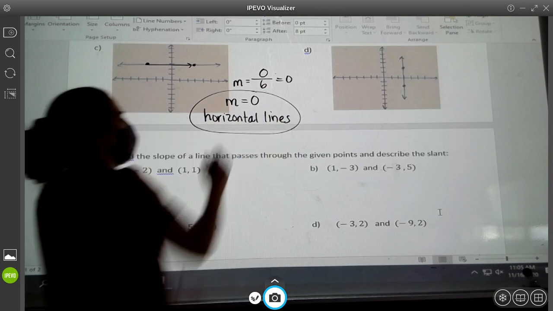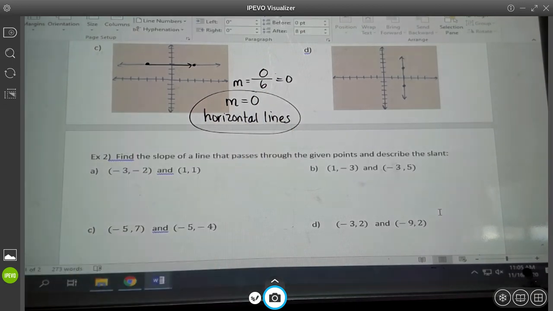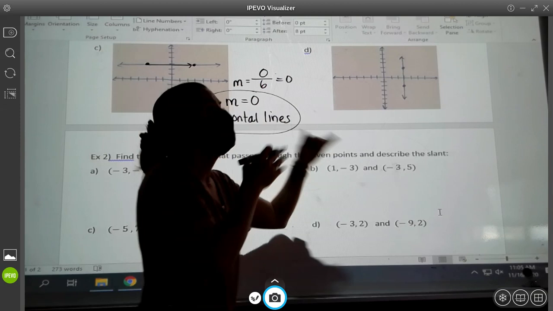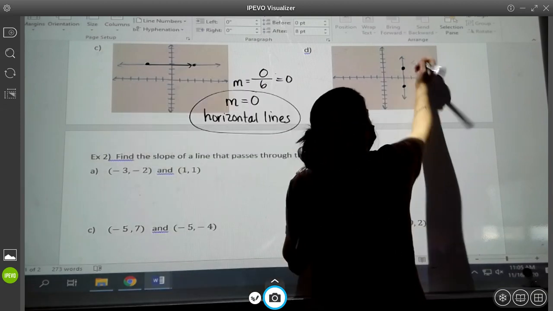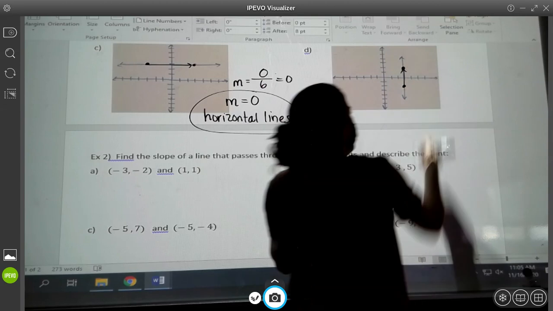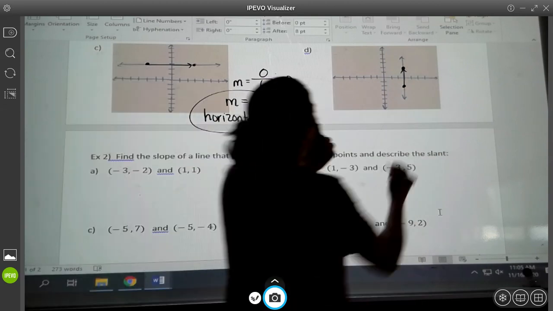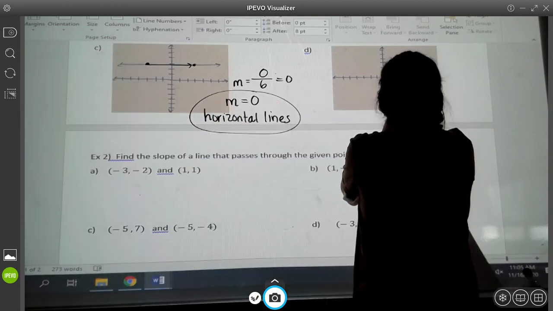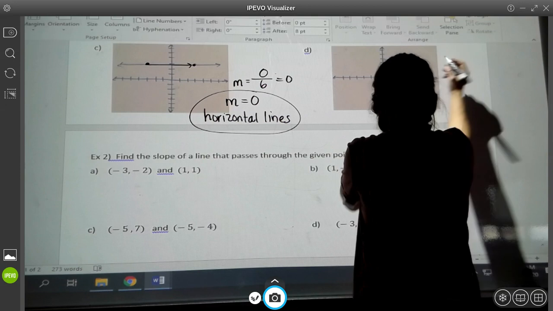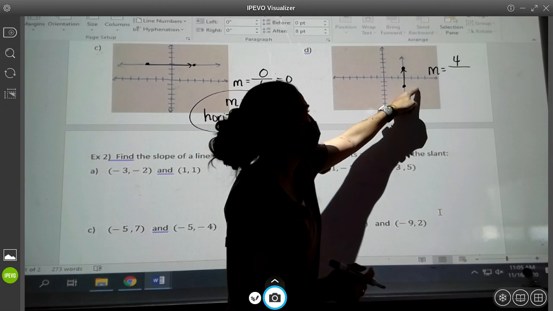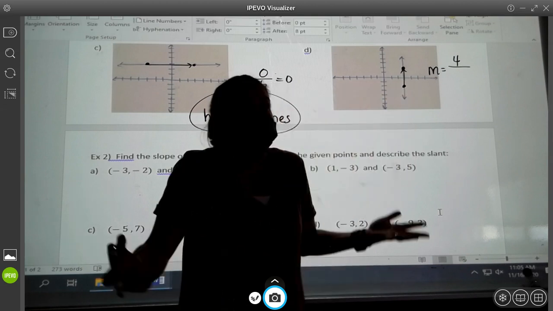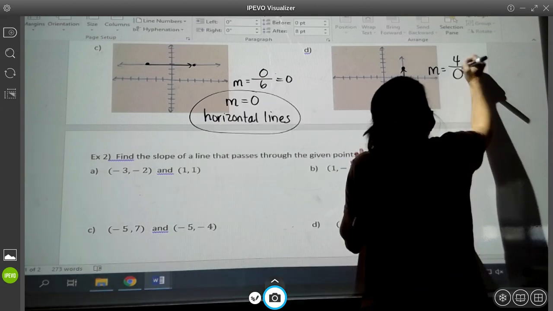All horizontal lines have a slope of 0. All right, last one, the vertical one. Rise over run. I'm going to go from this dot to this dot. How many did you have to rise up to get to the next one? The 4? 1, 2, 3, 4. Over, how many do you have to run side to side to get to the next dot? Nothing, so that's 0. That's a problem.